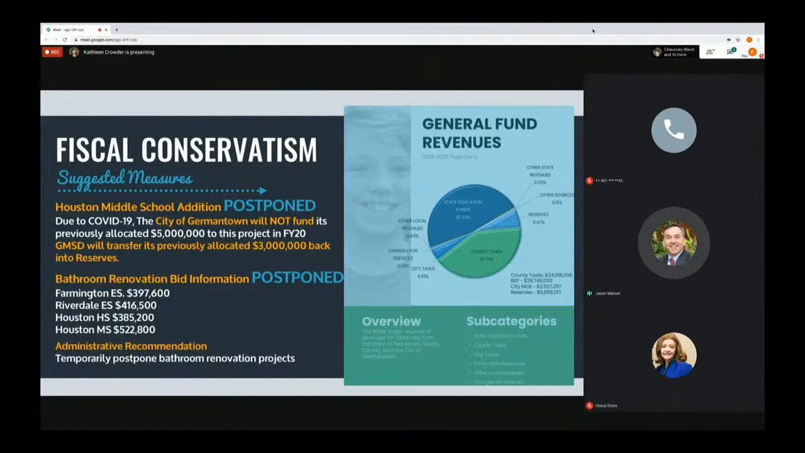We'd also bid out bathroom renovations at several of our schools to finish those projects. And you can see the amounts that came back with the best bid for each of those schools at Farmington, Riverdale, Houston High School, and Houston Middle School. So our recommendation is to temporarily postpone the bathroom renovation projects until we see what is going to happen financially as a district.